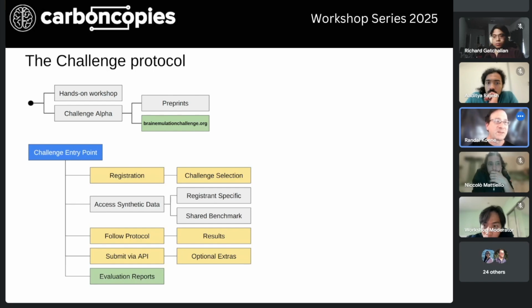Okay, let's look at the protocol itself. So here, boxes in yellow are things that a participant does. So there's going to be an entry point here to take part in the challenge once that brainemulationchallenge.org site is open. Doing so will involve completing a registration form and picking the type of challenge examples that are interesting and suitable to the participating group or person. You will then receive access to 2 sets of synthetic data, information about success criteria, and the evaluation that will be applied, as well as relevant physical assumptions that intentionally deviate from reality.